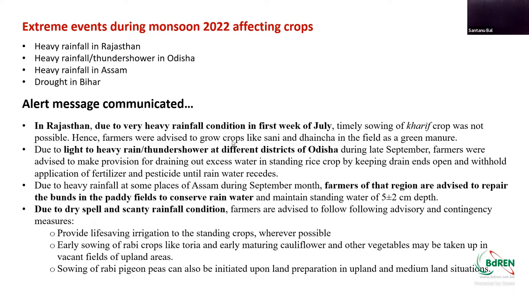For example, in Rajasthan, when there was heavy rainfall in the first week of July, timely sowing of the kharif crop was not possible, so farmers were advised to grow some alternate crops. Due to heavy rain and thunderstorms in different districts of Odisha, farmers were advised to make provision for drainage, because drainage is one of the major components when we have waterlogged conditions. Similarly, in places where there was an extended dry spell and scanty rainfall, some advisories were issued to the farmers.